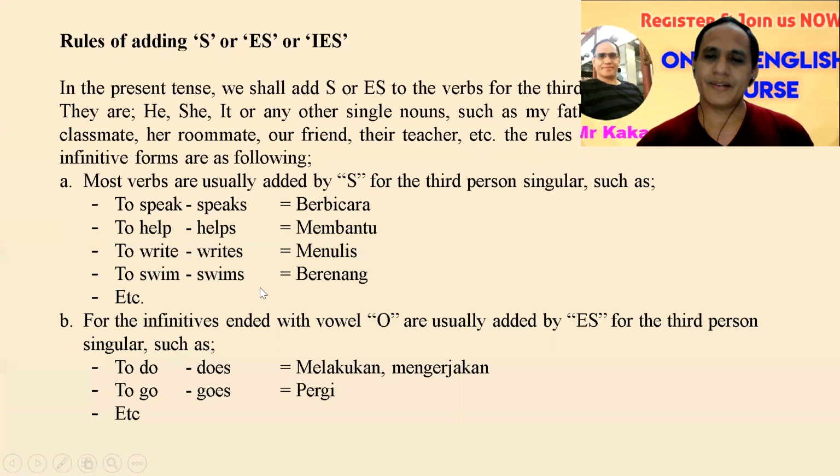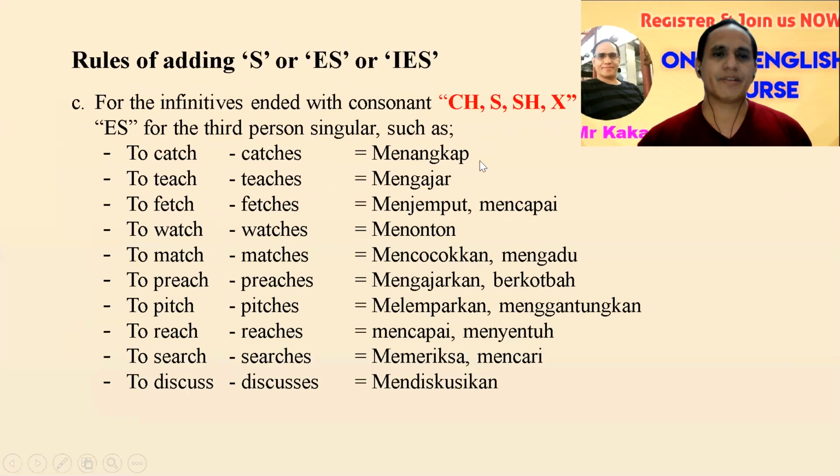Next, infinitives ending with the vowel o are usually added by es for the third person singular. For example, do will be does, go will be goes, echo will be echoes, and so on.